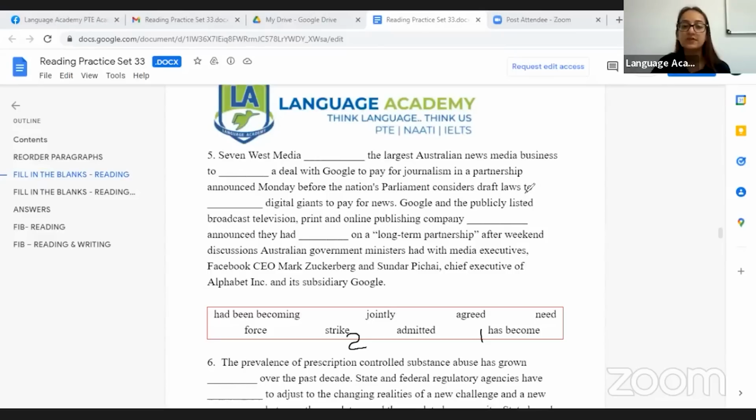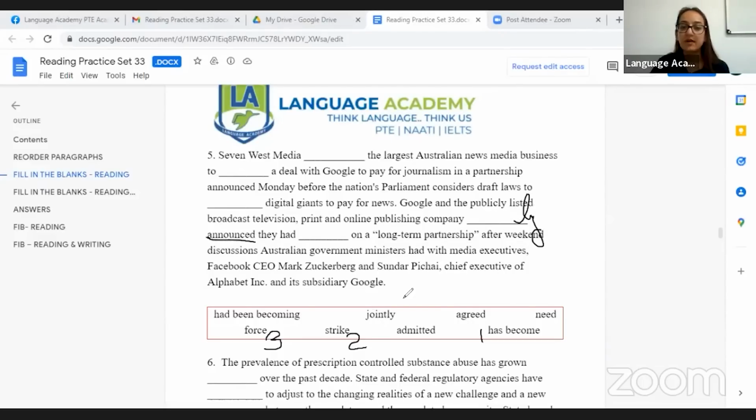So "to" comes first, then the first form of verb, and we have only two first forms. Draft laws to force digital giants, not to need digital giants, because to need digital giants to pay doesn't make sense. To force them to pay for news. Google and the publicly listed broadcast television, print and online publishing company announced. So it is complete. Announced is a verb, then we will go with an adverb here.